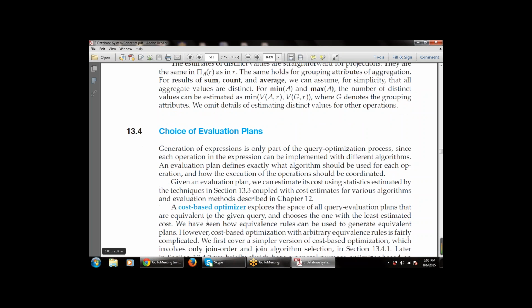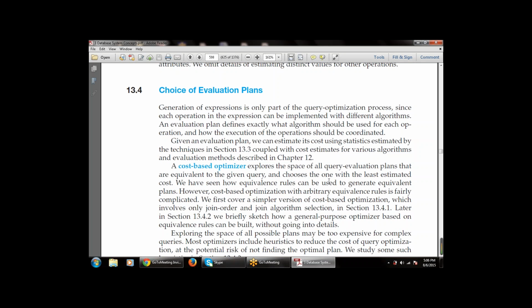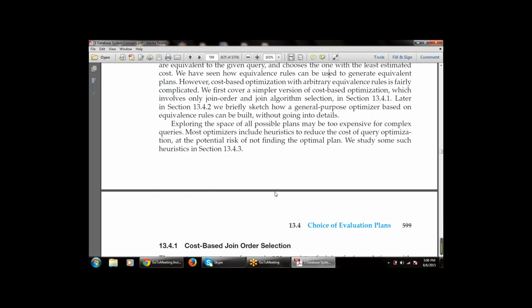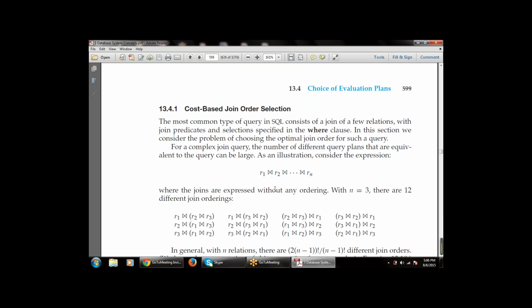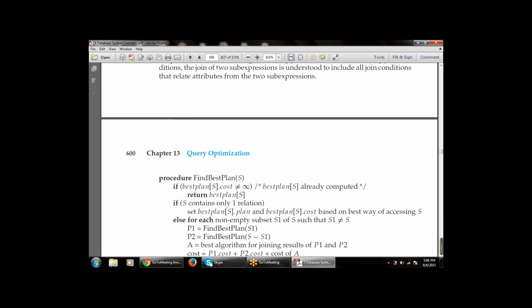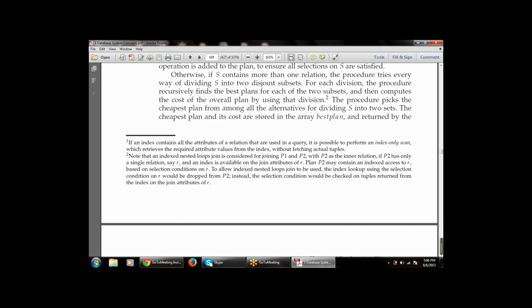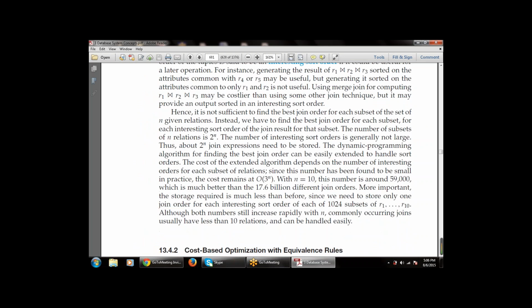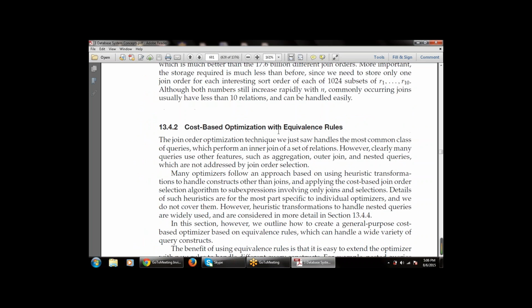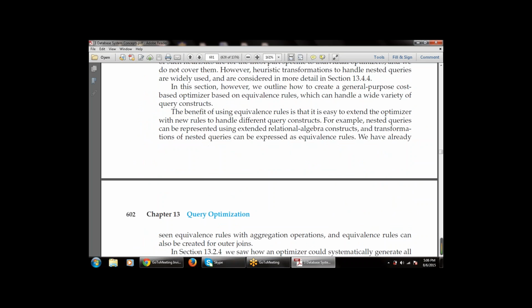And there will be a cost-based optimizer that explores the space of the evaluation techniques. Then next is the cost-based join order selection, that is, on the basis of cost, how to join the operations, how to merge the operations, that is, the inserting join operation. The next is the cost-based optimization with the equivalence rules.